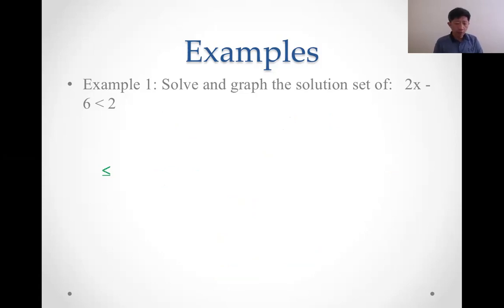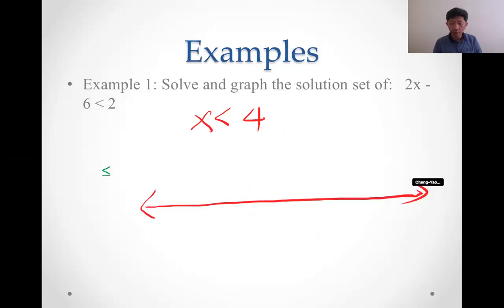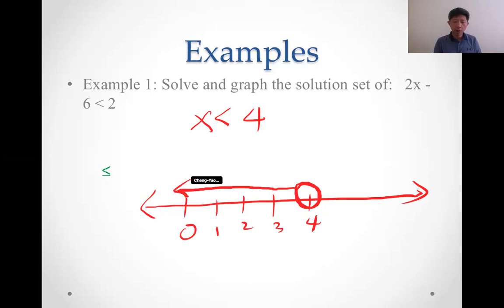Now, how do we graph this? The answer is x less than 4, and we graph this on the number line. So let's say 1, 2, 3, 4, and that's the 0. x is less than 4, so we don't include the 4. All the way like this is x less than 4. That is how we graph it on the number line.